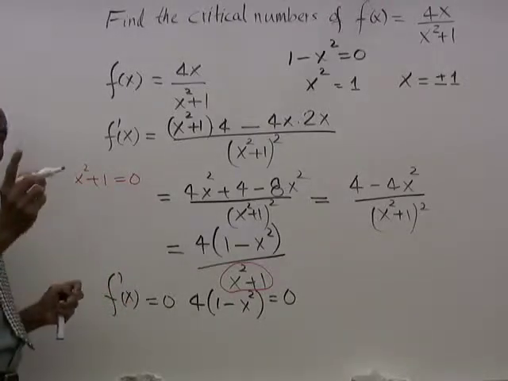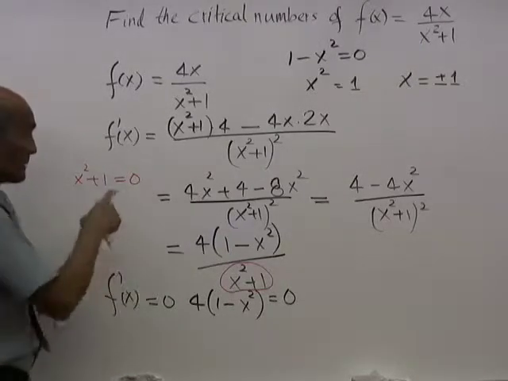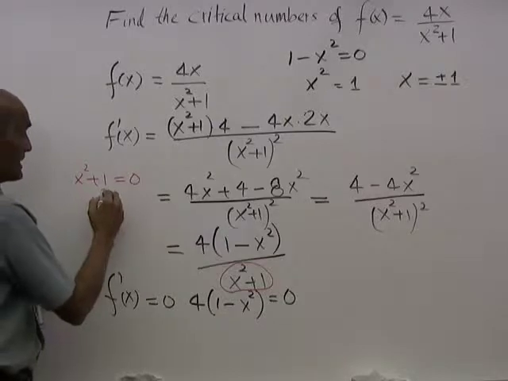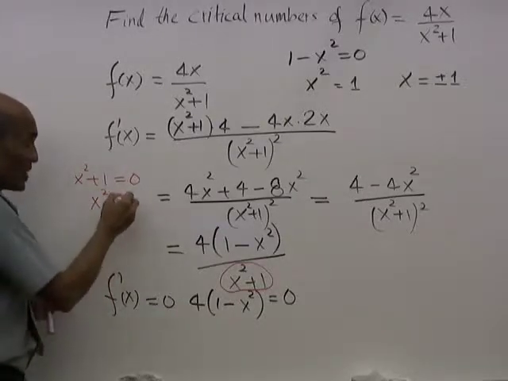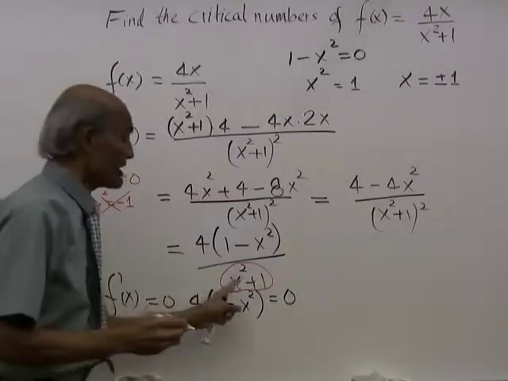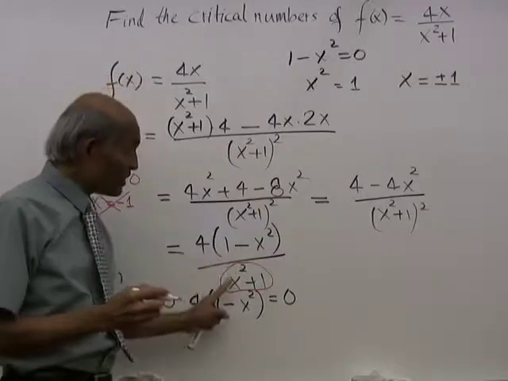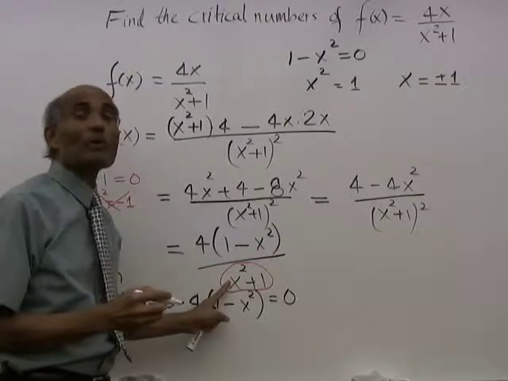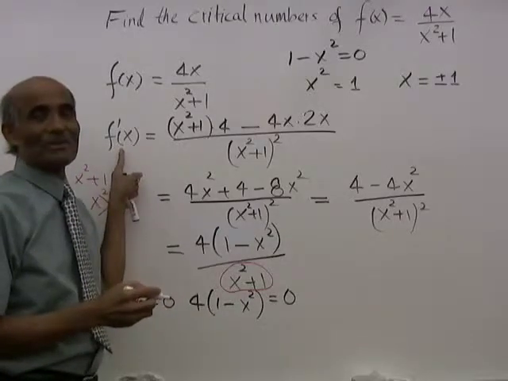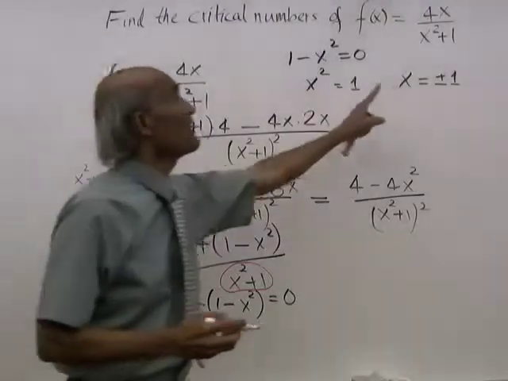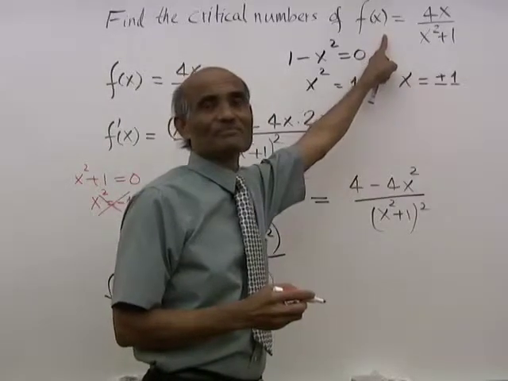Well, I don't know whether you said anything, but if this is equal to 0, then x squared will be negative 1. Is that right? That cannot happen. That means x squared plus 1 cannot be equal to 0, or there are no x values that will make the derivative undefined. What that tells you is that these are the only critical numbers of this given function.